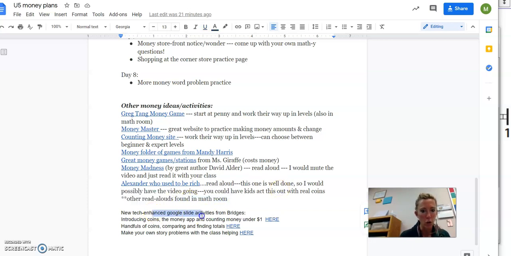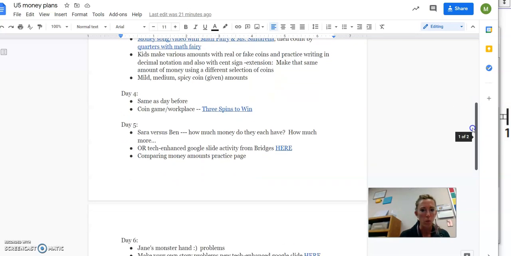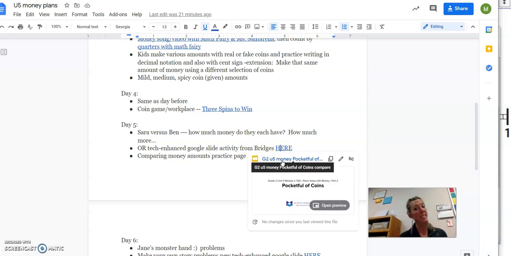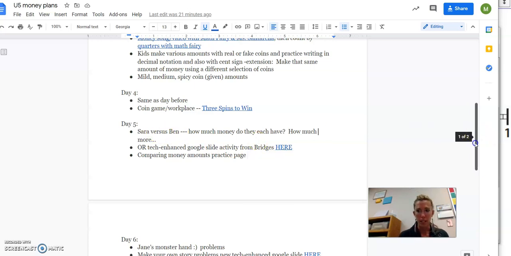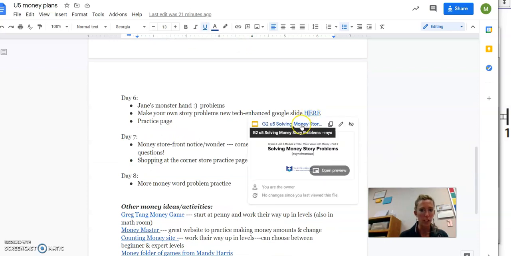The last thing to note is there are some new Google Slide tech enhanced activities that I've shared with you on other units. There's 3 of them here that deal with money. You can peruse those. I also inserted 2 of them up here. So one of them's right here when I start comparing amounts in the palm of their hand. With Sarah and Ben, you could use this tech enhanced activity instead of looking at what I made up right there.